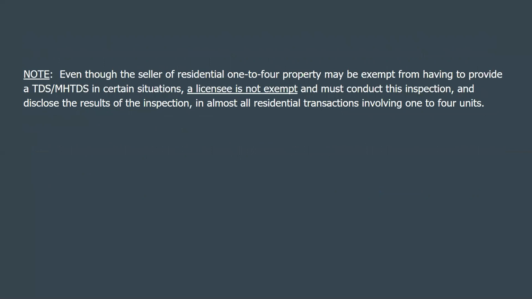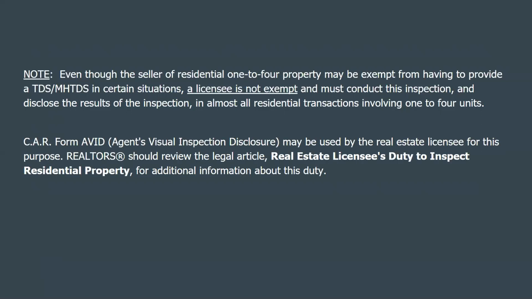Note, even though the seller of residential 1 to 4 property may be exempt from having to provide a TDS or Mobile Home TDS in certain situations, a licensee is not exempt and must conduct this inspection and disclose the results of the inspection in almost all residential transactions involving 1 to 4 units. So in this case, you would use form AVID, which is the Agent's Visual Inspection Disclosure. It may be used by the real estate licensee for this purpose.